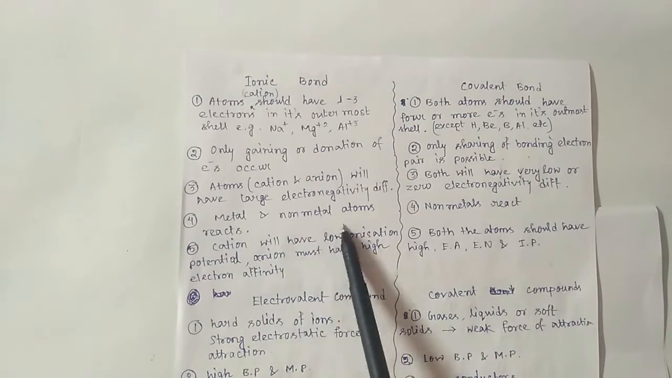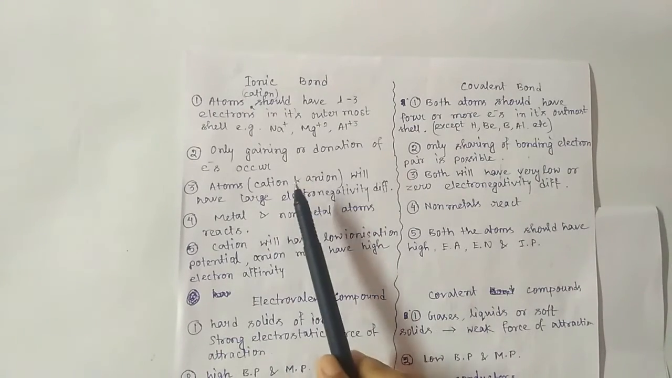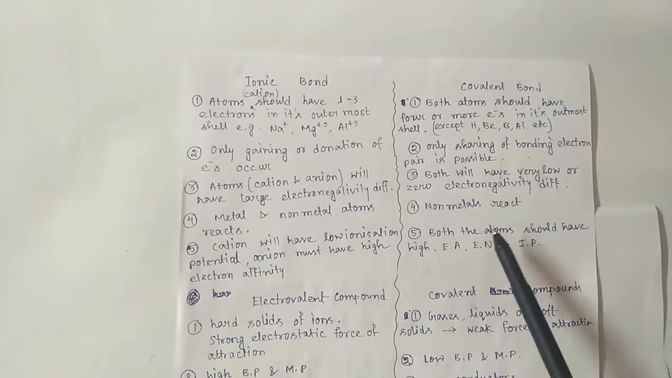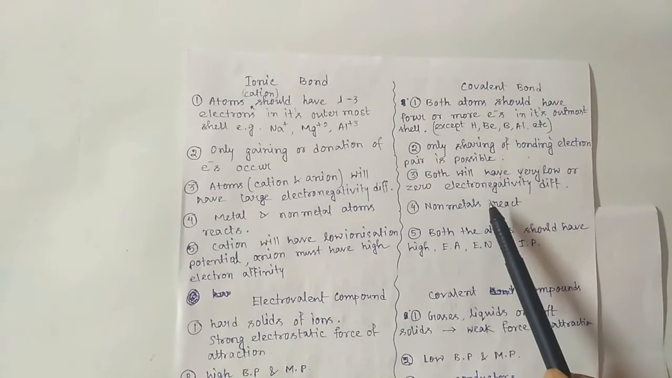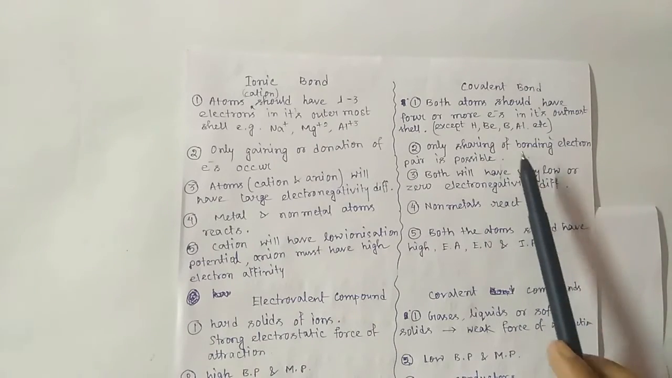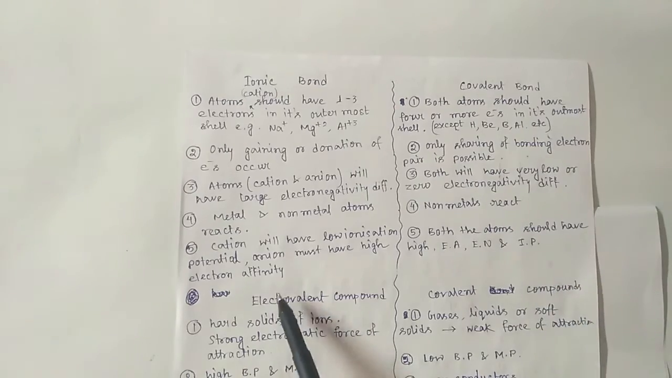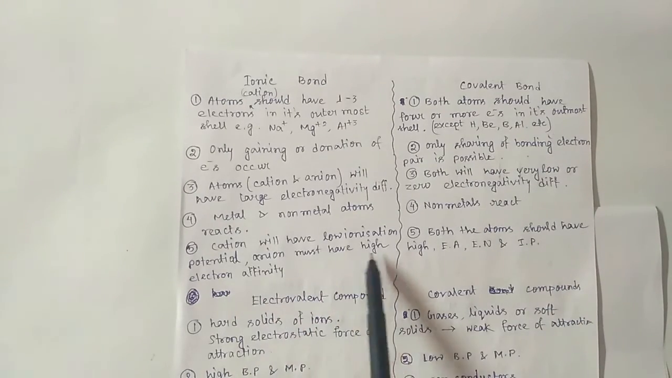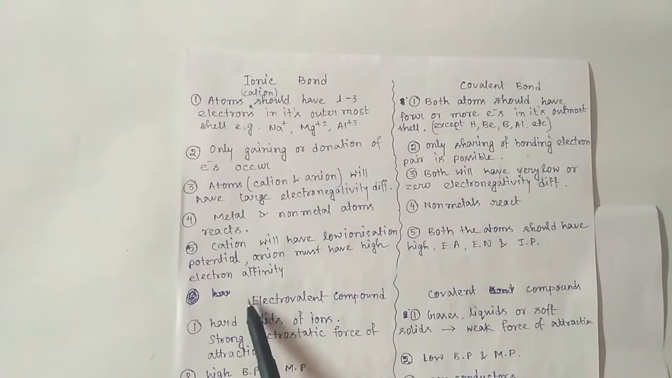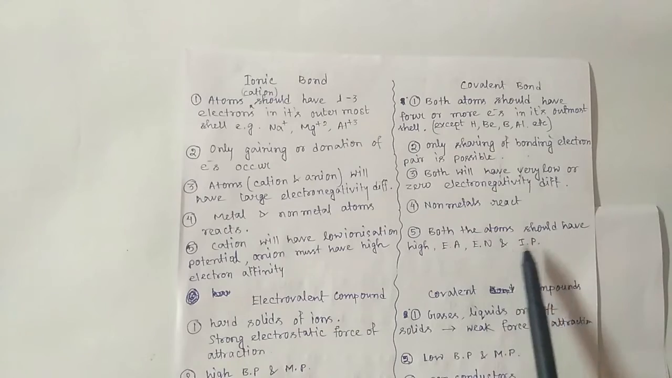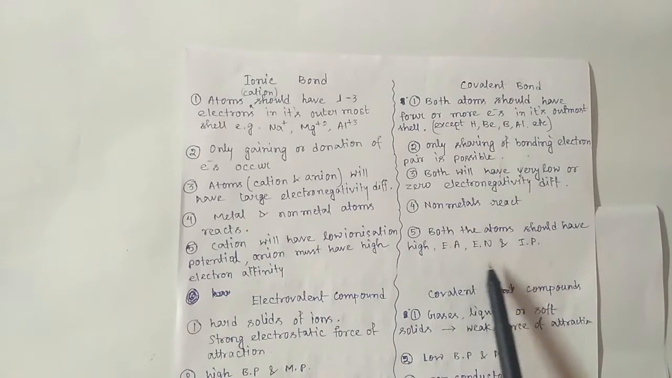Okay, metal and non-metal atoms react. Why they react to form ionic bond, I have told you. Non-metals react because they want to accept electrons to get an inert gas-like configuration. That is why they react and form covalent bonds. Again, one thing, the cation will have low ionization potential, and the anion must have high electron affinity. I have explained this also. So both the atoms should have high electron affinity, electronegativity and ionization potential, because only then is sharing of electron pairs possible.